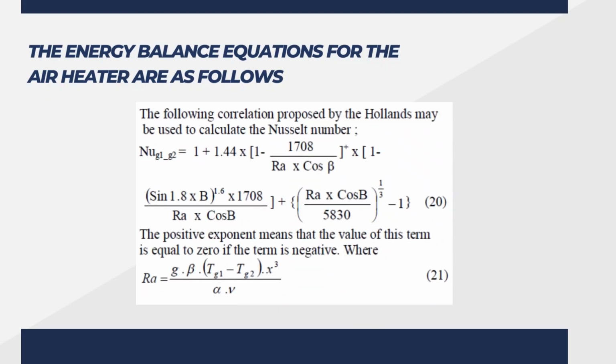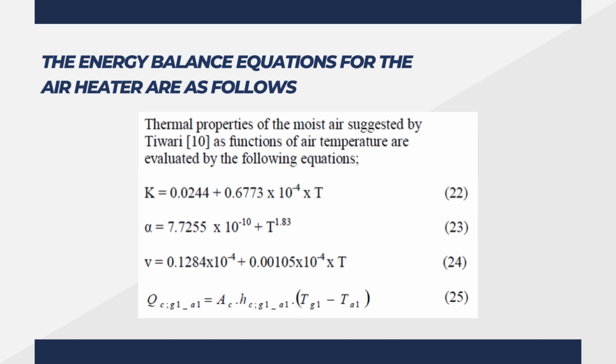The following correlation proposed by Holland can be used to calculate the Nusselt number, and by equation number 20, the positive exponent means that the value of this term is equal to 0. If the term is negative, then Ra is shown, which is nothing but the Rayleigh number, by equation number 21. Thermal properties of the moist air suggested by the researchers as the function of air temperature are evaluated by equations 22, 23, 24 and 25.